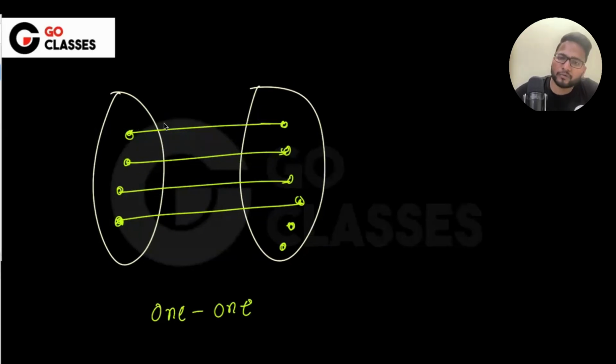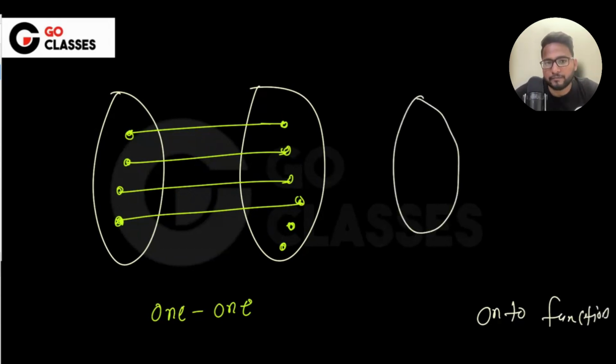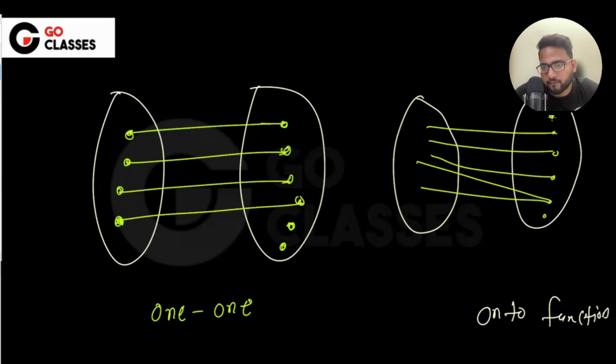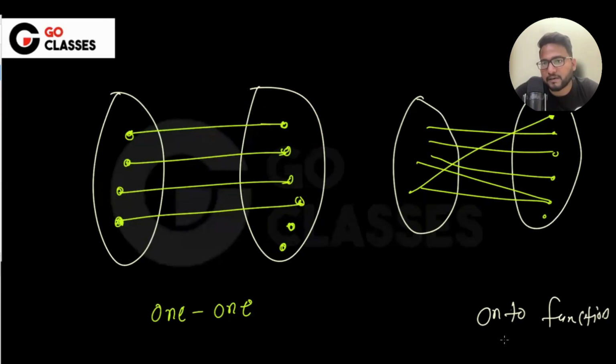Now there is one more type of function which is called an onto function. Onto function says that codomain and range are the same. If these are 3, 4, 5, 6, or whatever number of elements, then each element should be having an image. It may be possible that one element is mapped to two different elements. That's fine, but each element must be having an image. That's called an onto function.